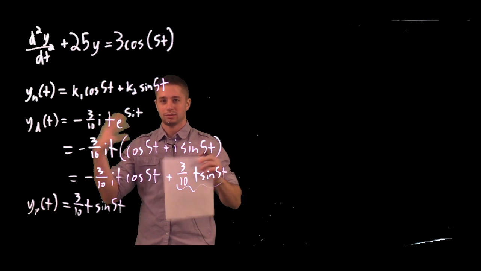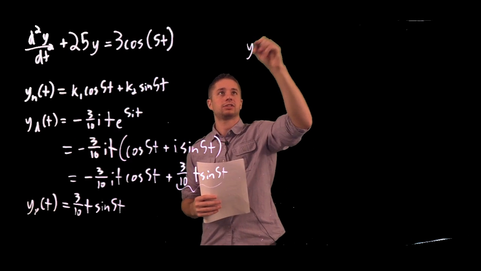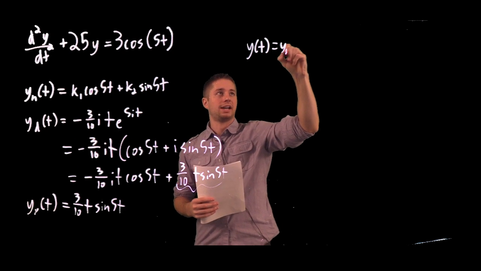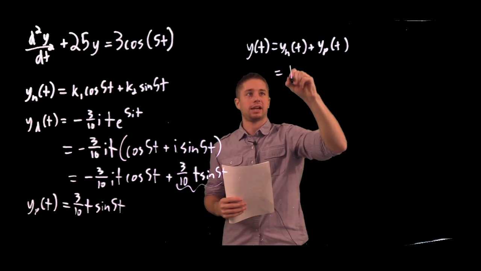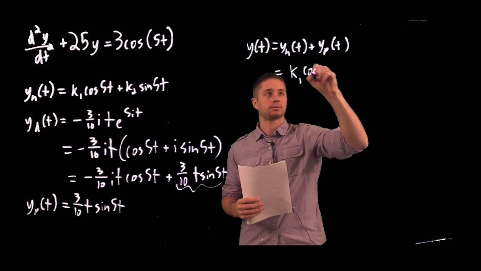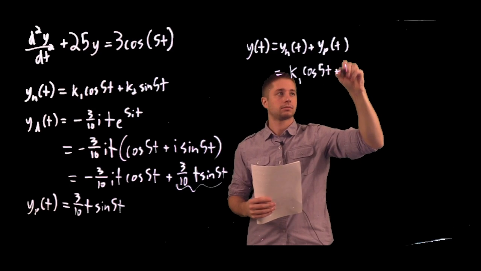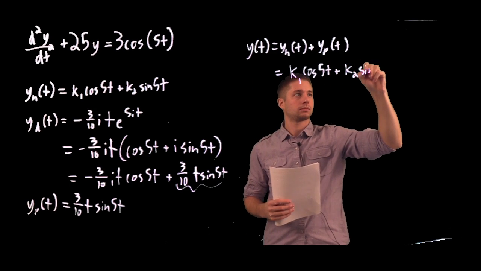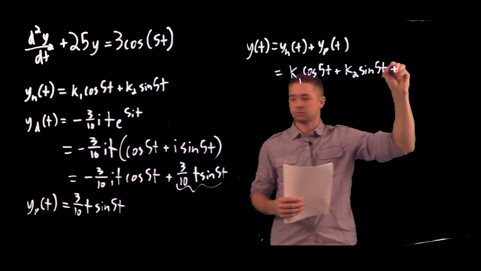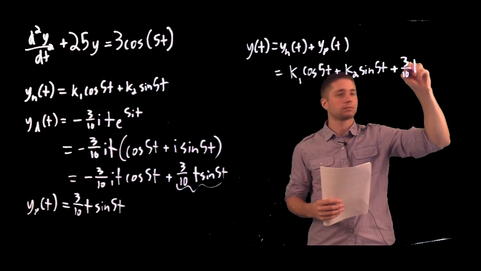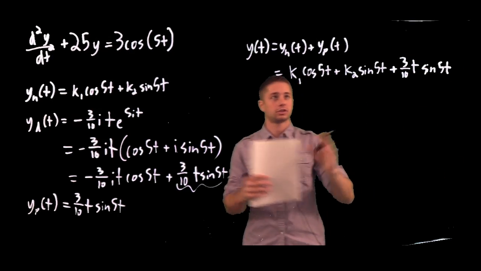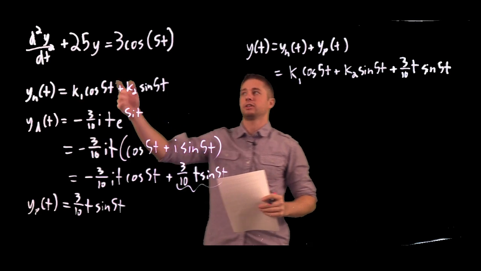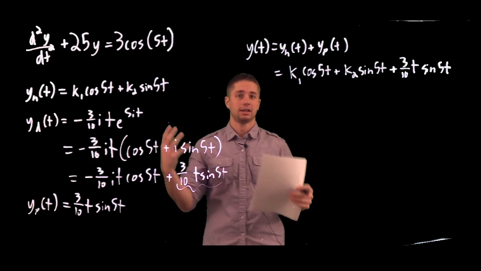So at this point, we are, in fact, done because we can add y_h(t) to y_p(t), and we'll get our general solution. So this is how you solve a second-order linear equation with sinusoidal forcing in the resonant case.